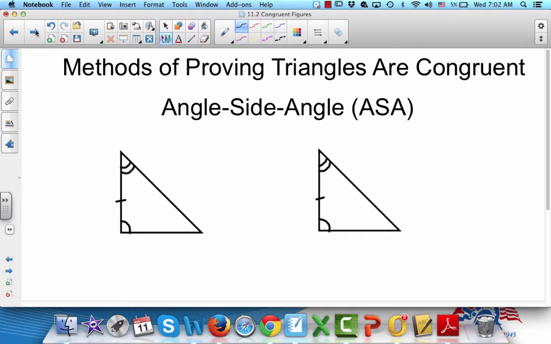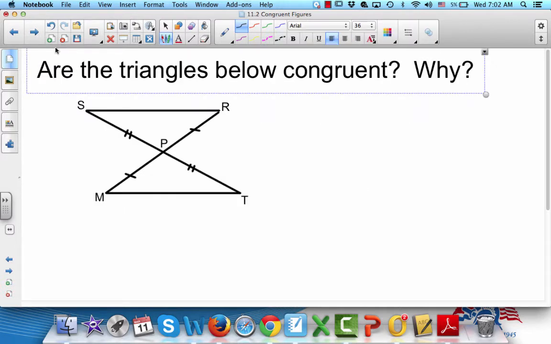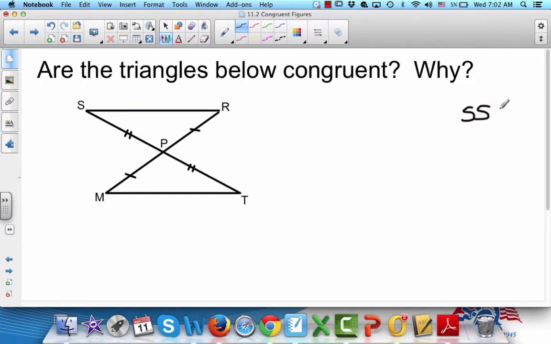You've got to memorize those three, because if you don't memorize them, you won't be able to do the problems, that's for sure. All right, so are the triangles below congruent? And if they are, tell me why. Well, let's look at it. We've got a side and another side. So we've got three methods: side, side, side, angle, side, angle, and side, angle, side.